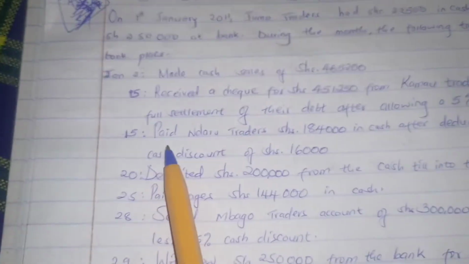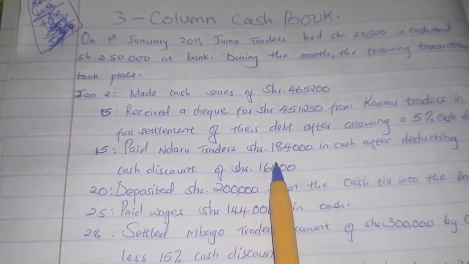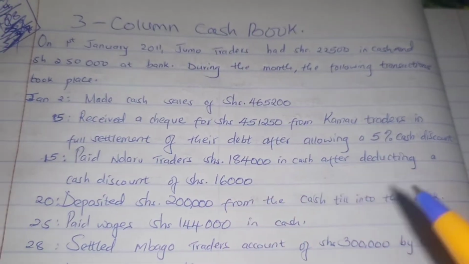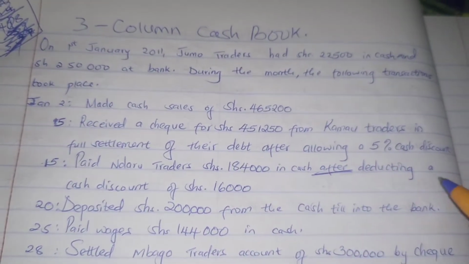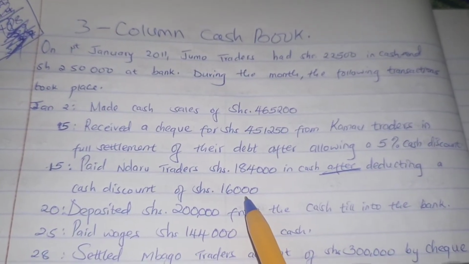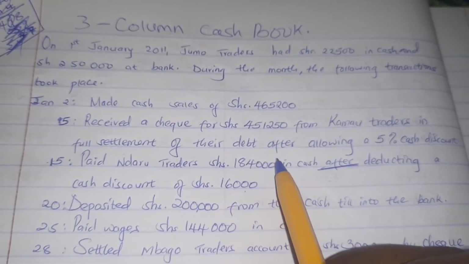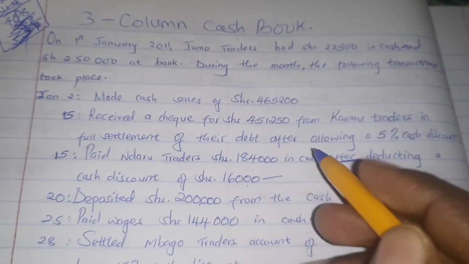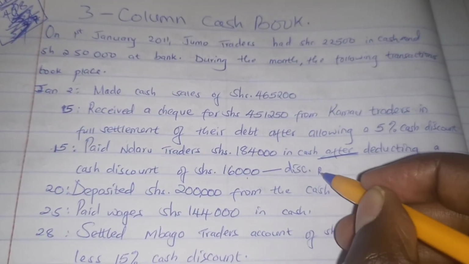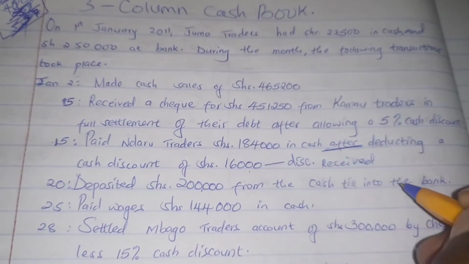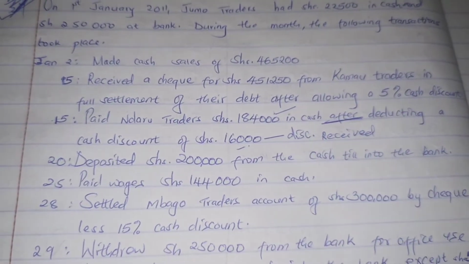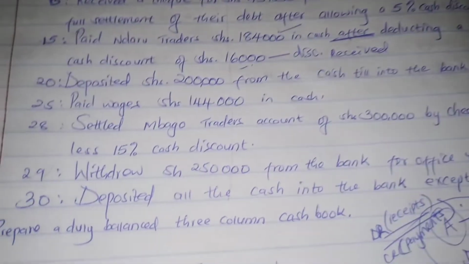Next, date 15, paying the Daru Traders 184,000 in cash after deducting a cash discount of 16,000. So Daru Traders received this, meaning that this is a discount received. This is what was paid, and this is the discount that was received.